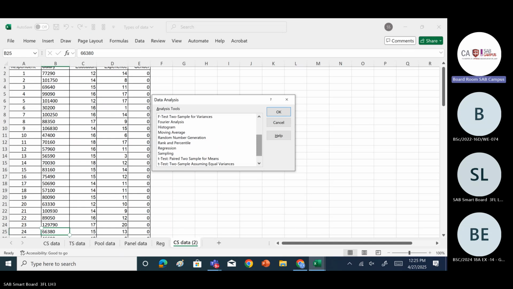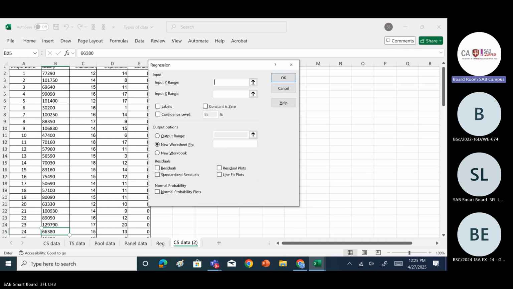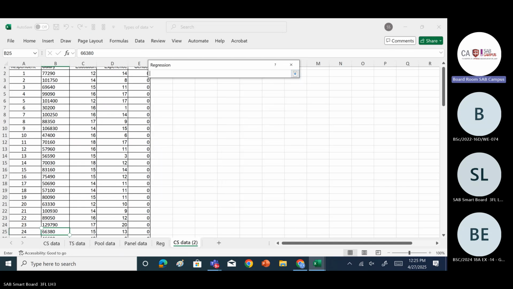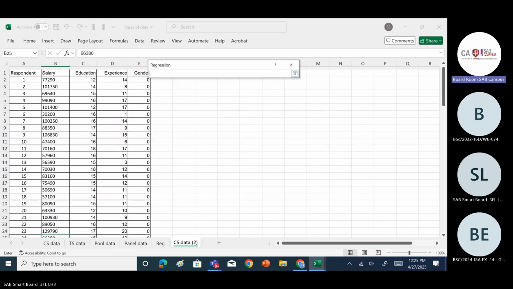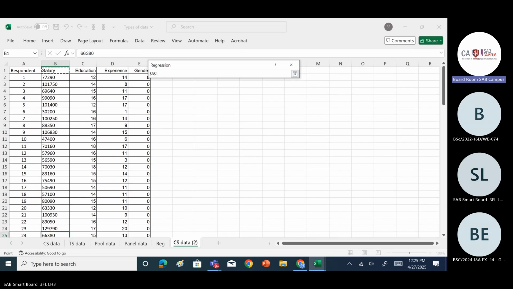So see here, it's regression analysis. Click on OK. Then you have to include the Y range. Y means the dependent variable. Click here. Then you give the data set for the dependent variable.